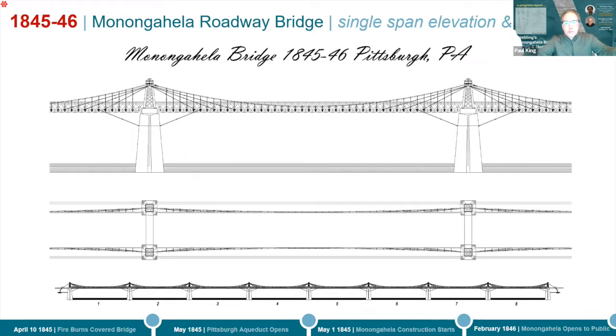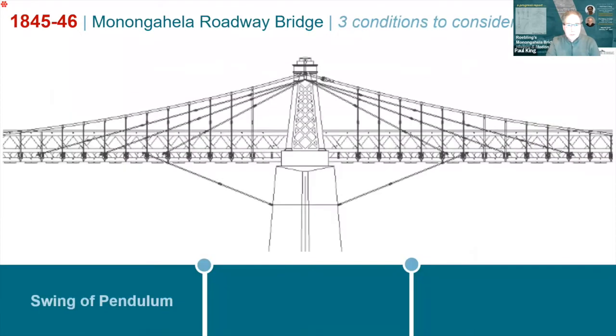So we're going to focus on a single span. And if you look at it from above, you can see how the cables are curving in towards the middle. So these are inclined, meaning that the distance between the cables at the center of a span is closer together than they are at the towers.